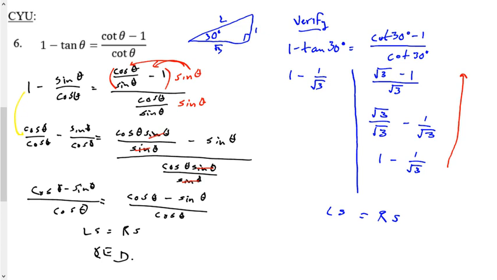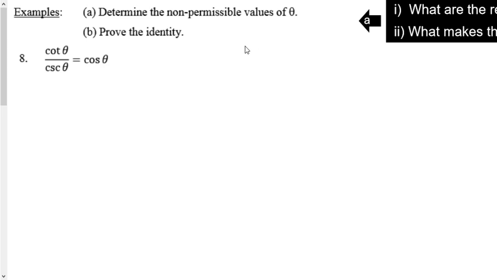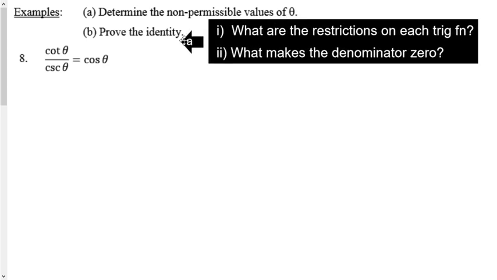No questions? All right. So let's go on to determining non-permissible values, which is something we didn't do last week. As we look at number 8, we have this identity. We're going to prove it in a moment. But first, we want to figure out what are non-permissible values for this identity. And there are two things we need to look at. We need to consider what are the restrictions on each trig function, and what makes the denominator 0.